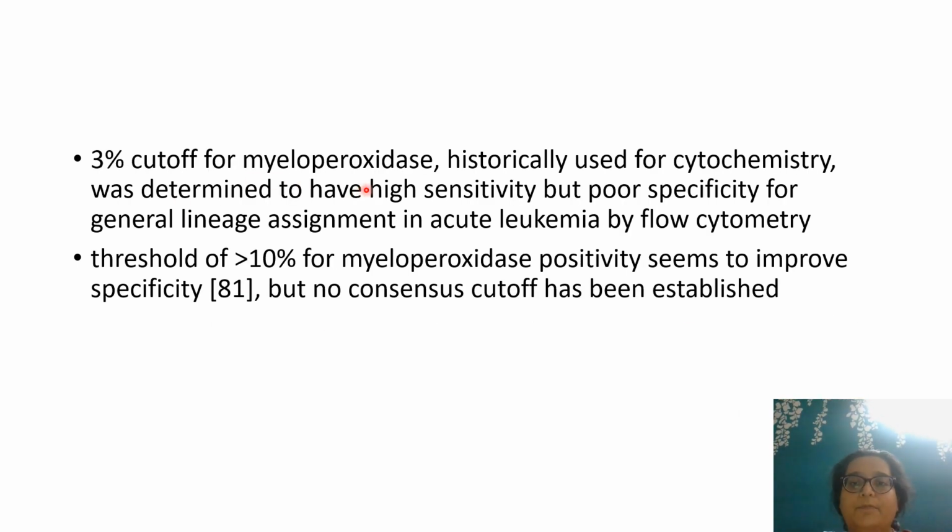A 3% cutoff of MPO was historically used in cytochemistry. Now they say that a 10% MPO cutoff will remove any ambiguity or confusion. So they are advocating that a 10% cutoff can be made instead of a 3% cutoff. However, no consensus has been reached on this till now.